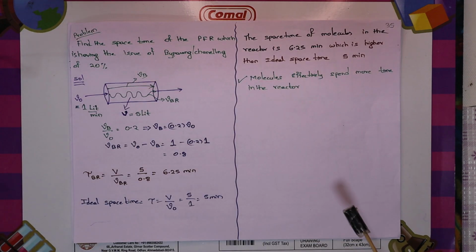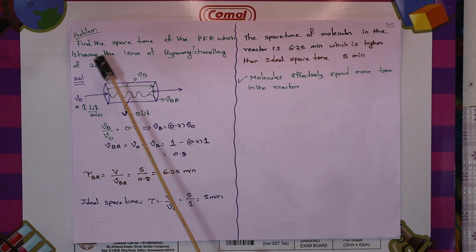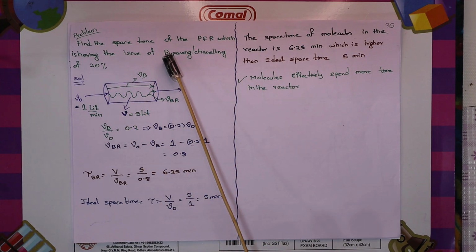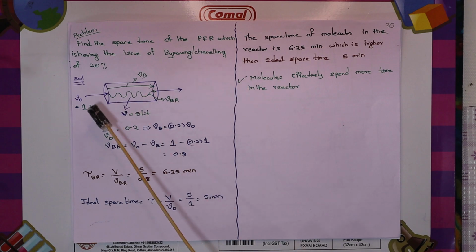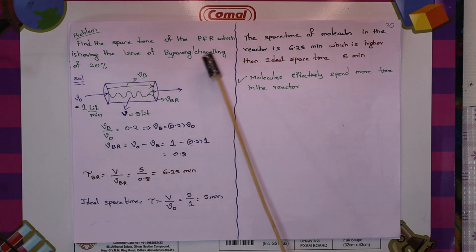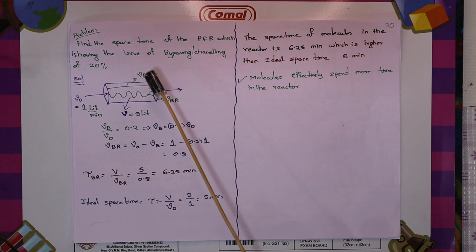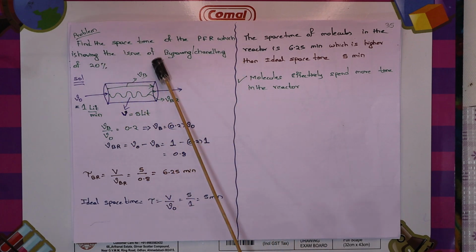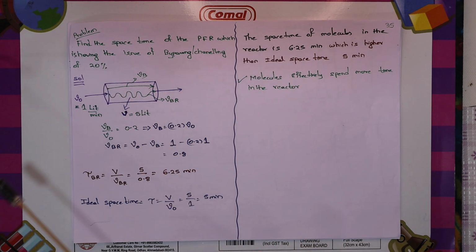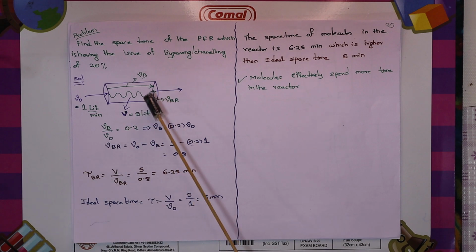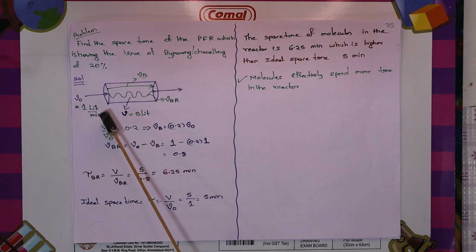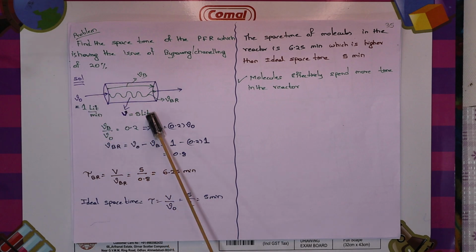Okay, let us do a small example. Find the space time of the plug flow reactor which has the issue of bypassing or channeling. People use the words bypassing and channeling, and both are almost the same. It is given that 20% is getting bypassed. The total volumetric flow rate going into the reactor is 1 liter per minute, and the total volume of the reactor is 5 liters.